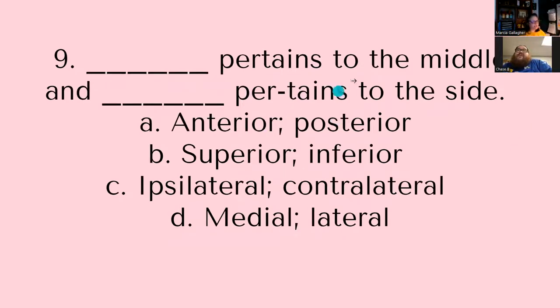Okay, so blank pertains to the middle and blank pertains to the side. D. Did you say B or D? D as in dog. Okay. Anterior, superior, ipsilateral, and then medial. So I think medial would be middle. Middle, right. And the lateral would be the side. Okay, so are we ready to get to our answers?